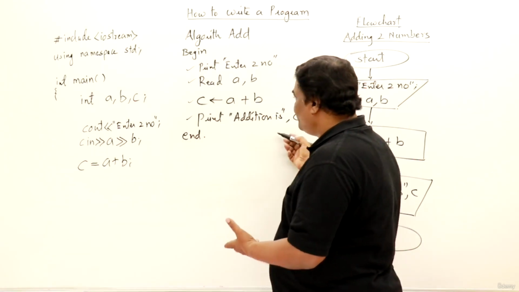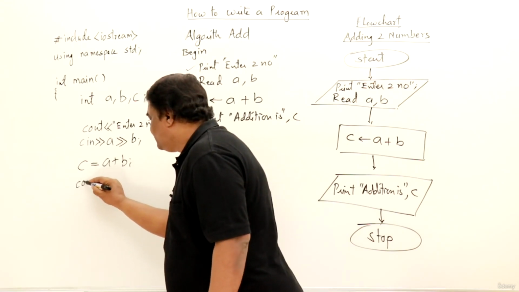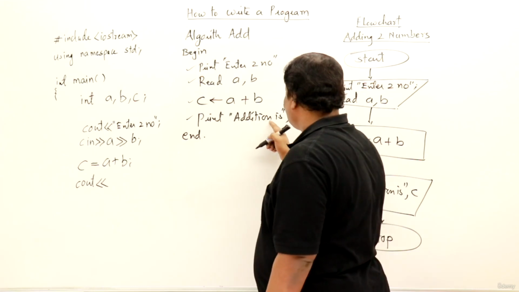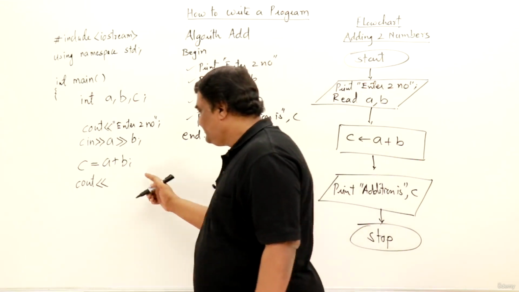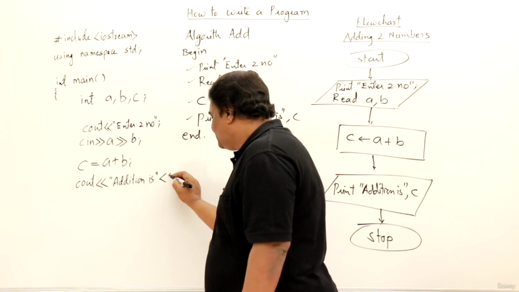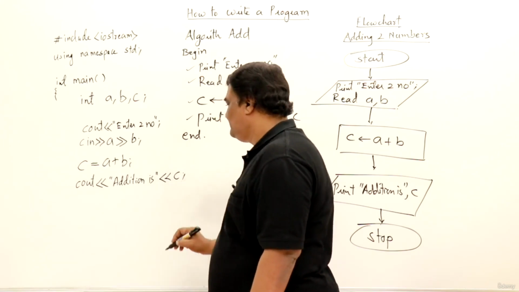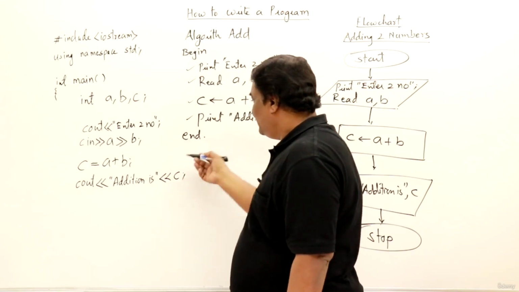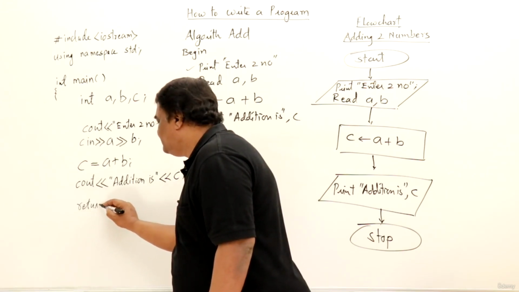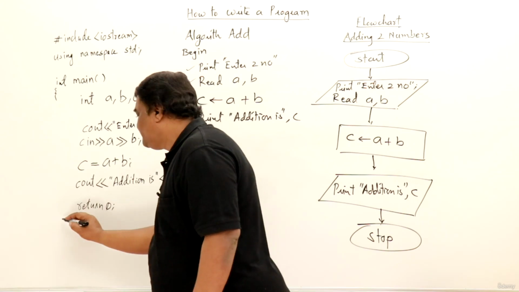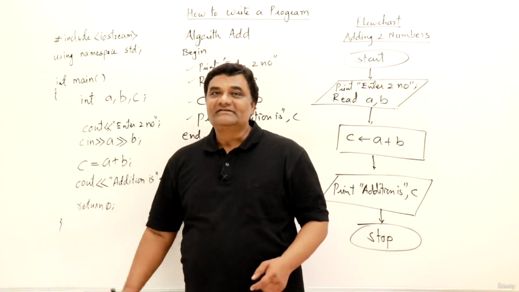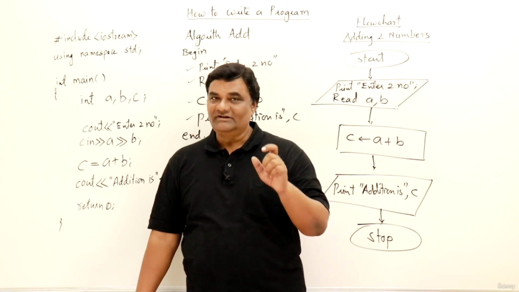Now the last thing remaining, we have finished this one. We have to print the output. So say cout. Then cout, what is the message we want to print? Addition is, in quotes, and then write again double less than, and then say C. Right? So that's all. And inside the main function, we must write return 0. That is always required, because we have written int here. So that's all. This is a program in C++ for adding two numbers.